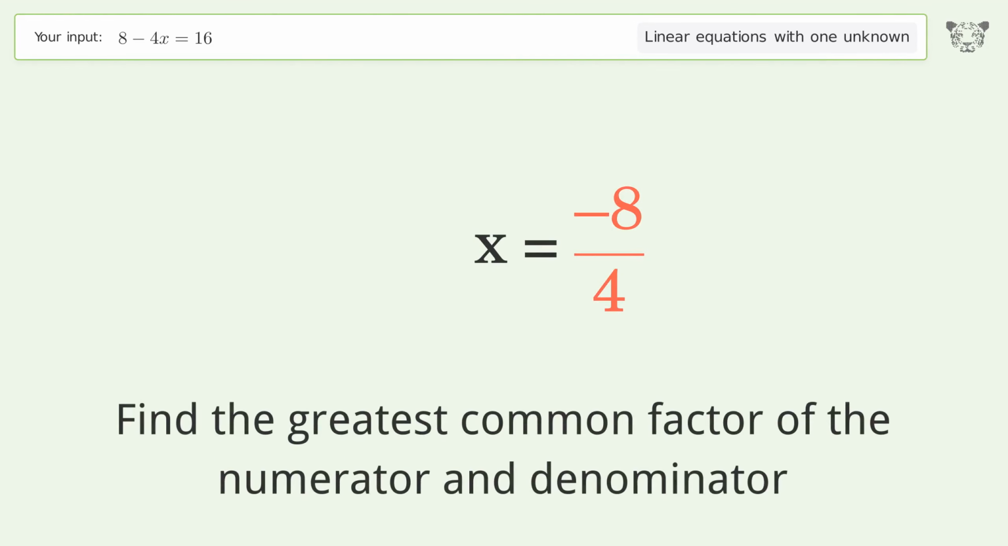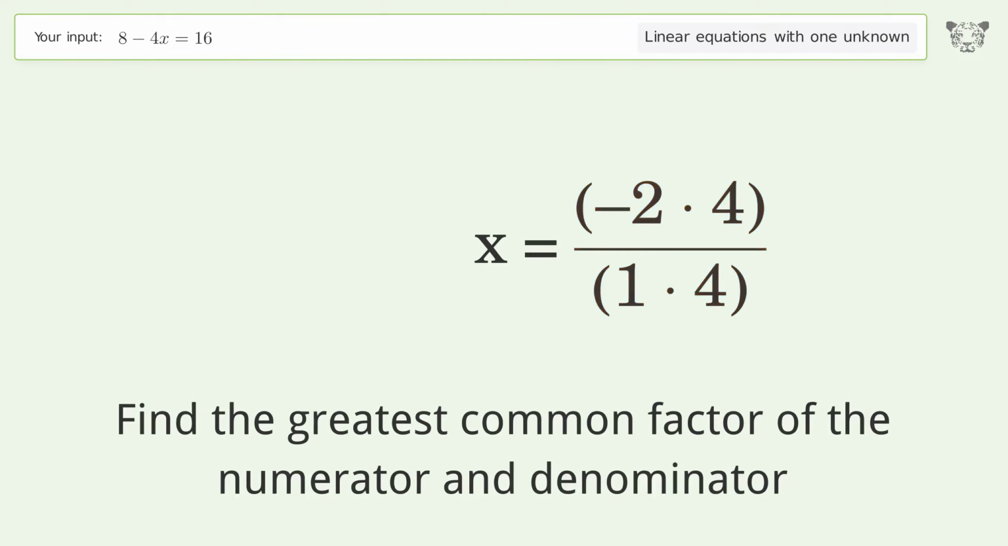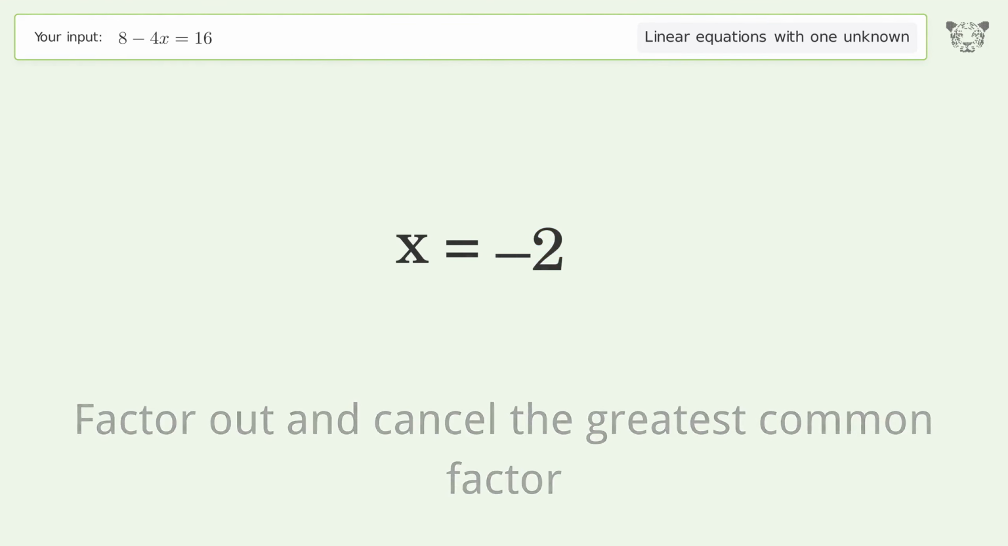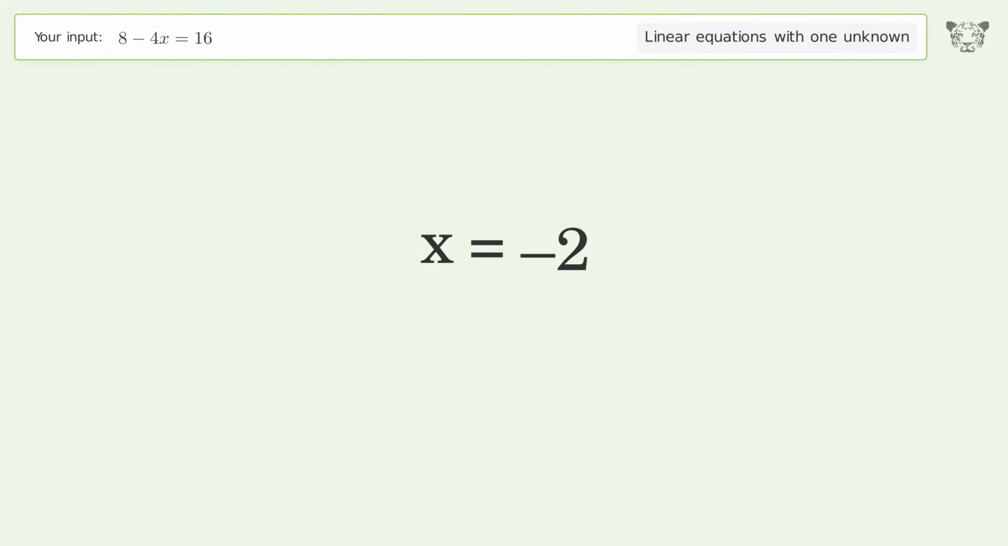Find the greatest common factor of the numerator and denominator. Factor out and cancel the greatest common factor. And so the final result is x equals negative 2.